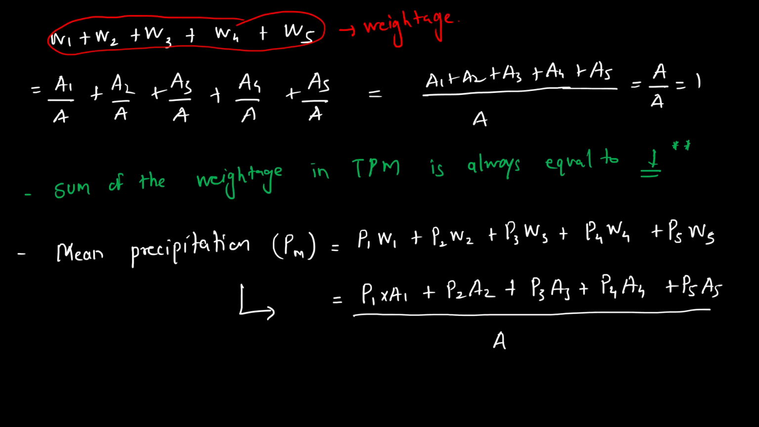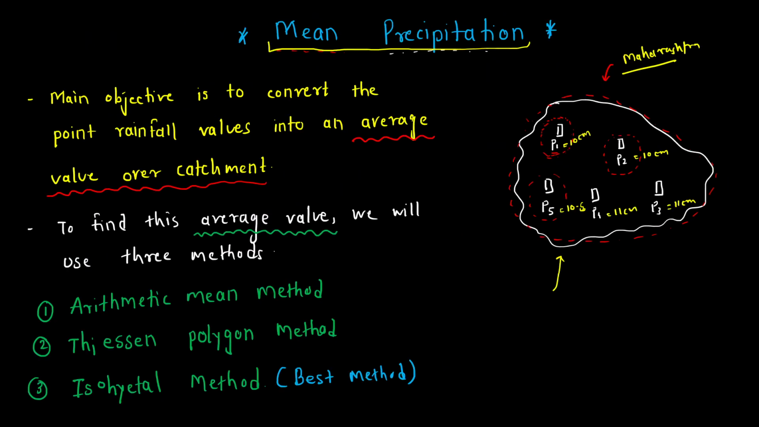So in the previous videos, we have completed one of the main topics, that is mean precipitation. We have seen three different methods in the mean precipitation calculation. The first one is the arithmetic mean method, then the Thiessen polygon method, and the last one is the isohyetal method. We have also seen the differences between these three methods and which is the best method among these three: the isohyetal method.